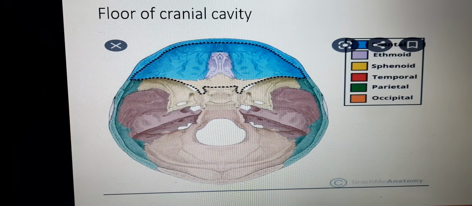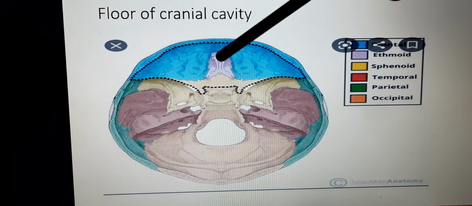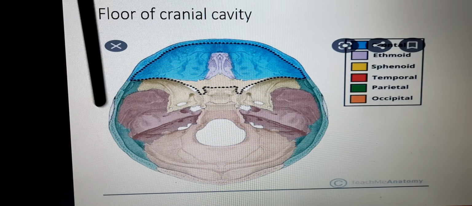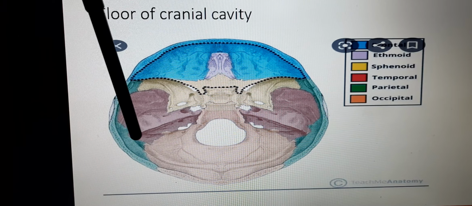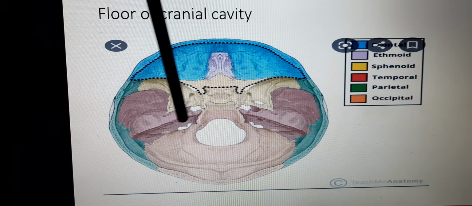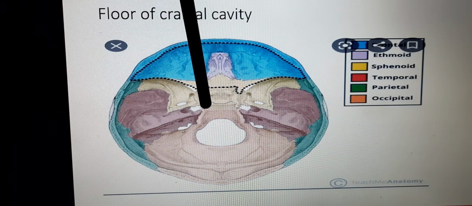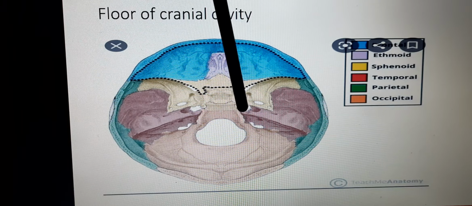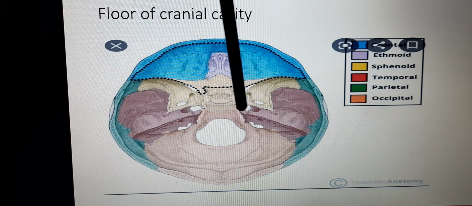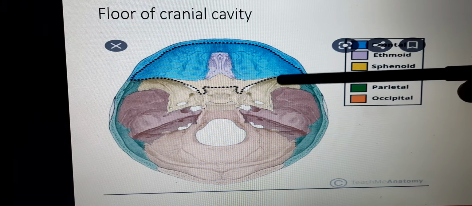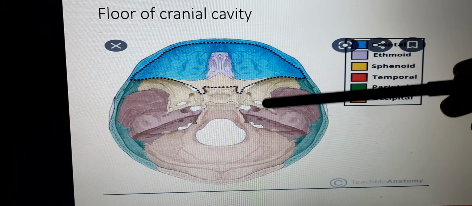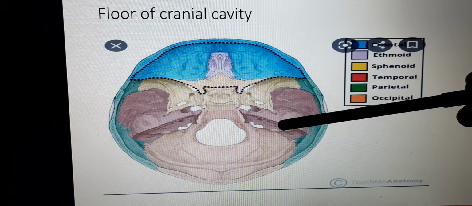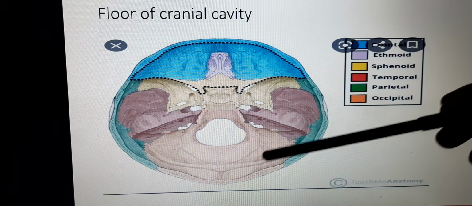So anterior to this is anterior cranial fossa, and the posterior boundary of middle cranial fossa is the superior border of the petrous part of temporal bone, and this is the dorsum sellae of sphenoid bone. Then again you are getting the superior border of the petrous part of temporal bone. Between the anterior and posterior border, you are getting the middle cranial fossa, and behind the posterior border you are getting the posterior cranial fossa.